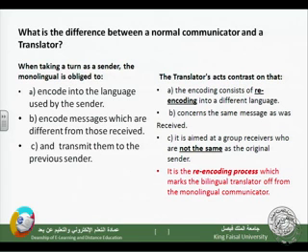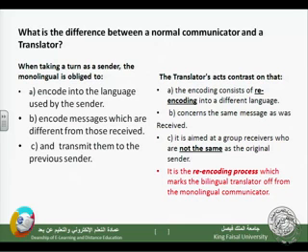A normal communicator means a monolingual. A monolingual means a person who does not know another language. This is what a monolingual means. Now, as you can see, the differences between a normal communicator and a translator are as follows. A monolingual encodes into the language used by the sender. It means somebody is talking to you, you need to use the same language the sender is using.